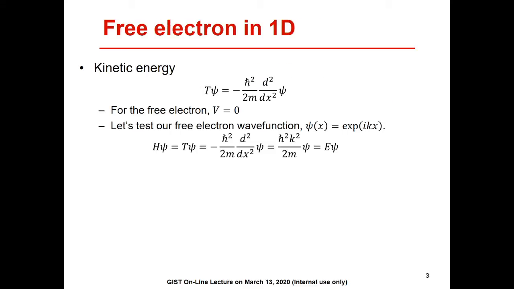In a 1D case, the kinetic energy can be written as the second derivative of the wave function. Let's test our free electron wave function e^{ikx}. We can immediately prove that it satisfies the Schrödinger equation with E equal to ħ²k²/2m.